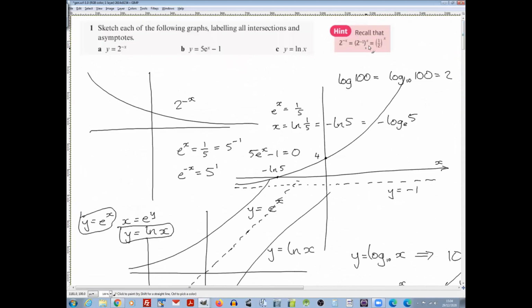What was this about then? Recall, to do this one, part A, they said 2 to the minus x, think of it as 2 to the power of minus 1 of x. That's the kind of thing I was getting at down here with e to the x is 5 to the minus 1 would mean that e to the minus x is 5 to the 1. It's kind of what they're getting at there. It's a bit different as well.